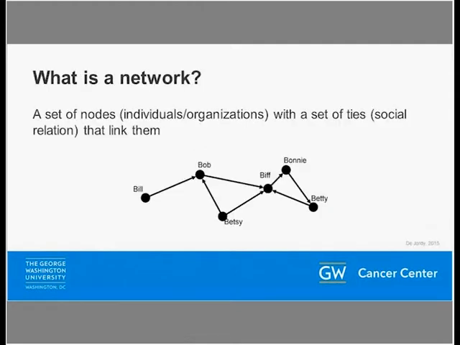So what is a social network? A network is a set of nodes or individuals or organizations denoted by the black circle with a set of ties or social relations that link them, and those are denoted by the arrows. So to put it another way, social network analysis is the study of these social relations among a set of individuals or organizations.